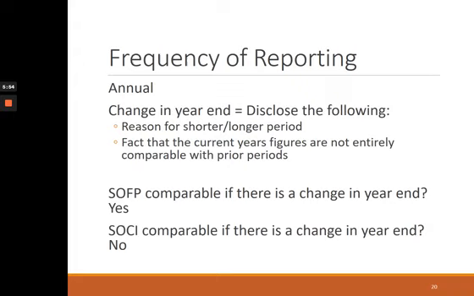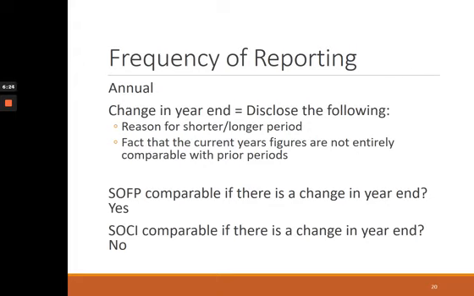How often should we report? Frequency of reporting. In terms of IAS 1, we should be reporting at least annually. So we need to report on our 52-week period, and if we have a change in our year end, then we need to disclose the following. What was the reason for the shorter or longer period? A reason for a shorter period could be that you only started your business halfway through the year.